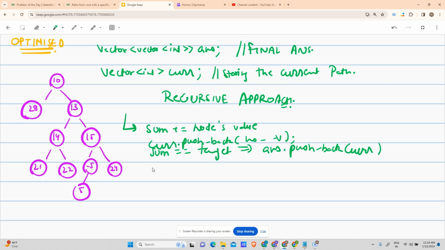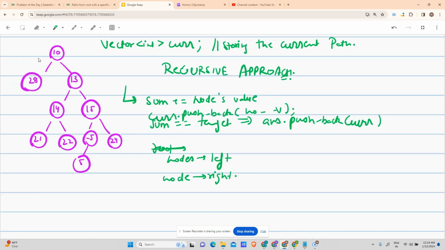Then make the same call for root's left, that is, sorry, node's left, and then node's right. Okay, so let's see a dry run for this.